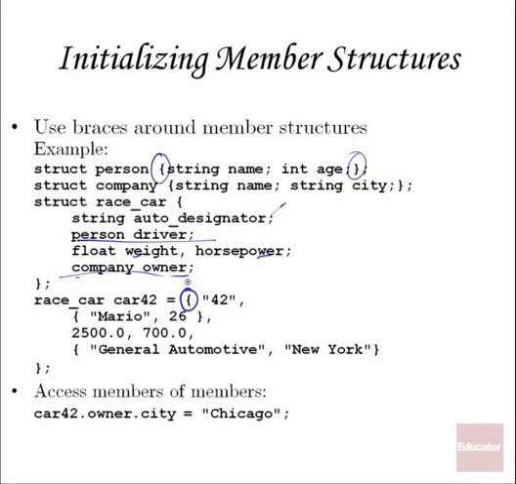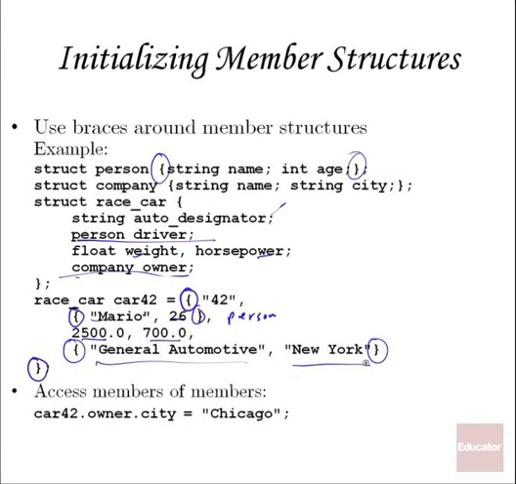We have the curly brace for the entire race car. Your first set of curly braces inside here is your person, whose name is Mario and his age is 26. And then outside of the curly braces, we've got our weight, we've got our horsepower, and then more curly braces, because the owner of this car is General Automotive, who operates out of New York.